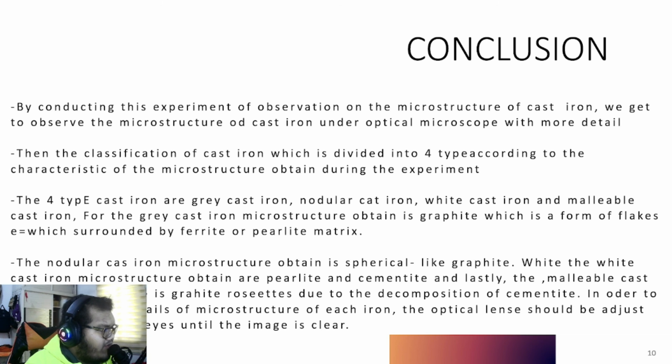For the gray cast iron, the microstructure obtained is graphite in the form of flakes, surrounded by a ferrite and pearlite matrix. The nodular cast iron microstructure obtained is spherical, like graphite. The white cast iron microstructure obtained is pearlite and cementite. And lastly, the malleable cast iron microstructure is graphite clusters due to the decomposition of cementite.